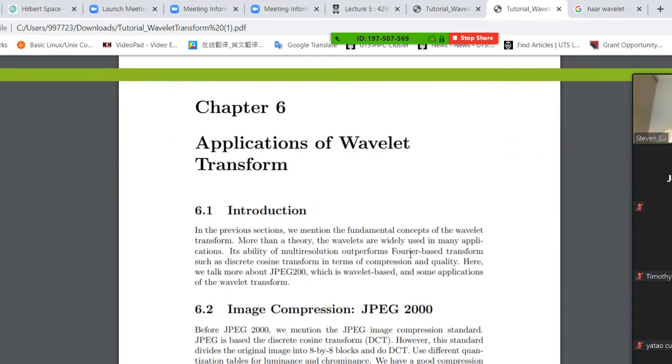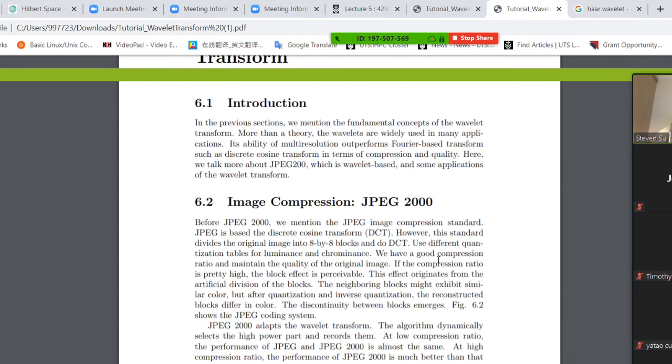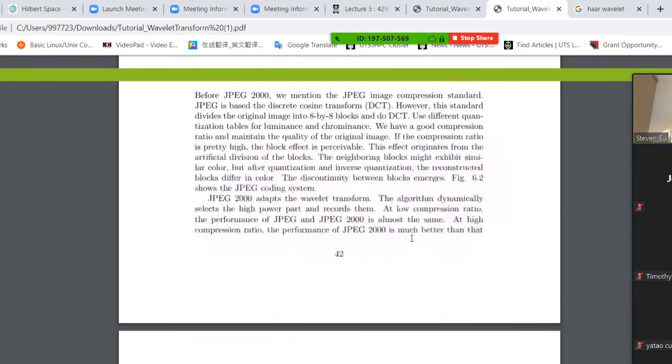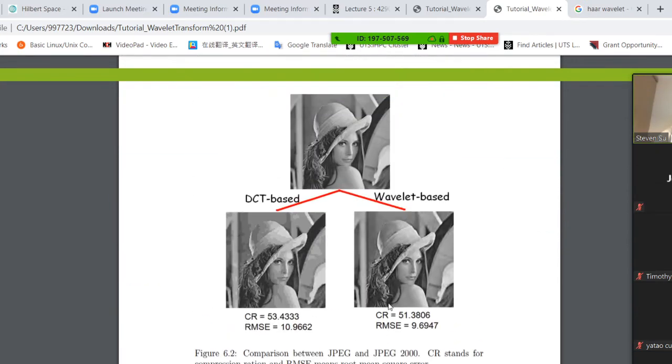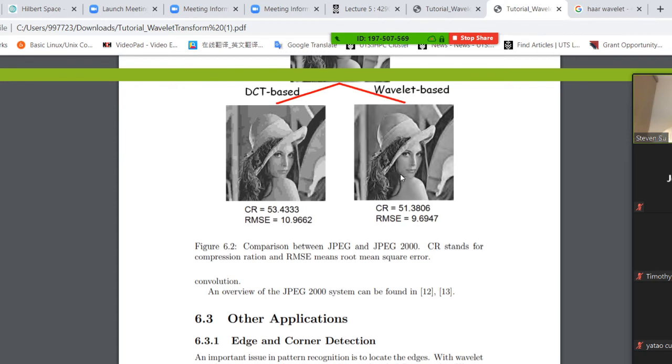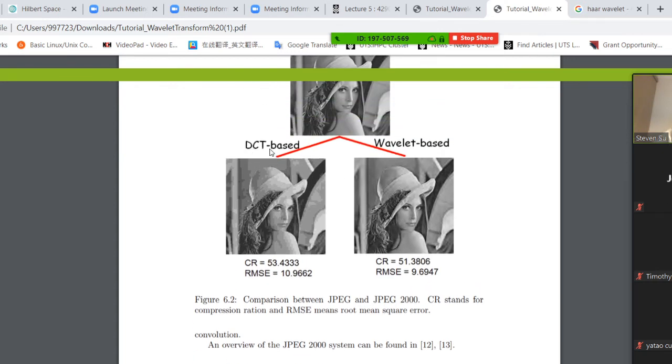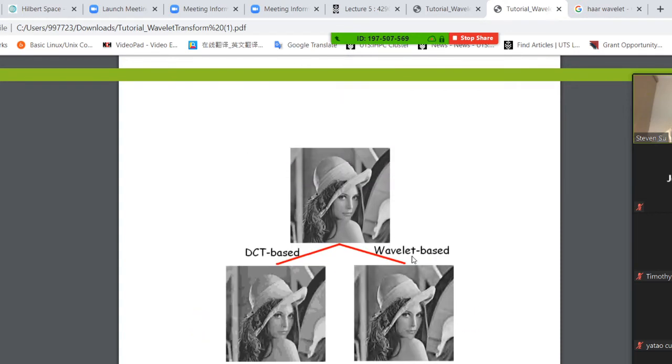Why do we learn wavelet? Wavelet has these applications. One is image compression. I already explained you can use small storage memory to store lots of large images. You can see this is the original one, and they use two different methods, one DCT based and this one wavelet based. Wavelet based is still very clear, close to the original one.